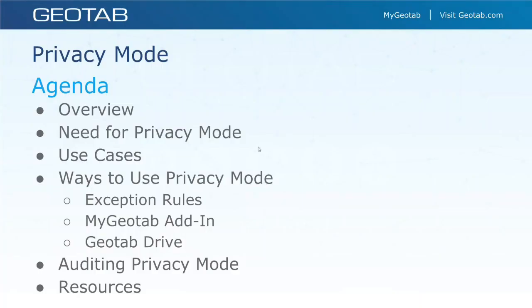So let's jump in. Here's our agenda for today's presentation: a bit of an overview on privacy mode, and then getting a little bit into what's the need for it and what are some use cases. So why do we have this? There are a few different ways to use privacy mode that we will get into. You have the option of creating exception rules in the database. There's also an add-in for MyGeotab, as well as an add-in for Geotab Drive. Finally, we're going to take a look at auditing privacy mode, and I will send you along with some resources.